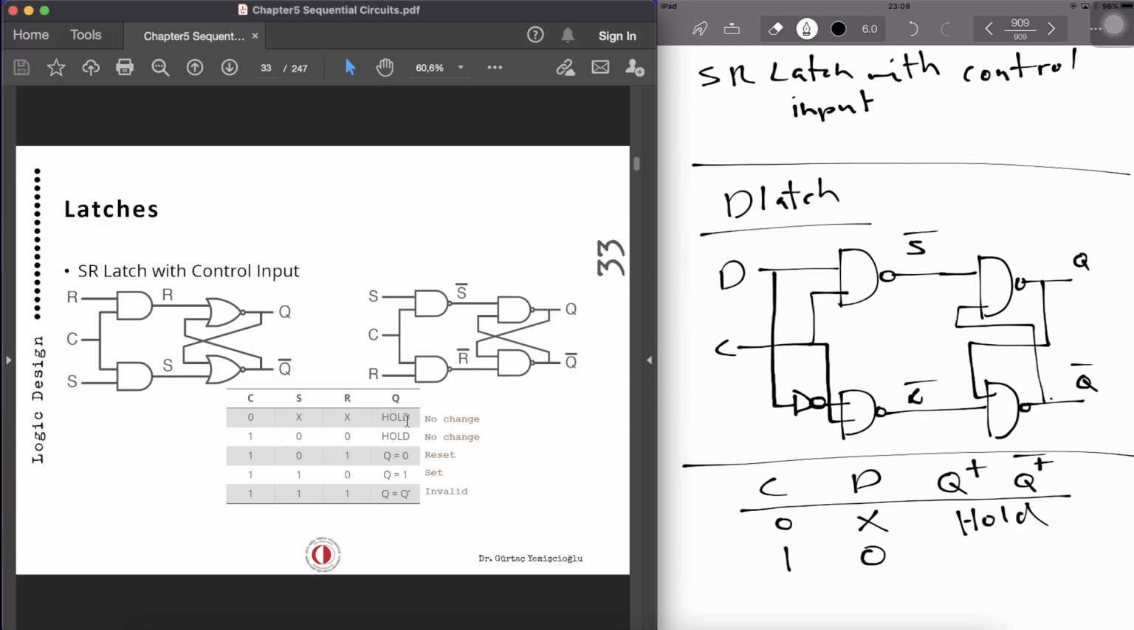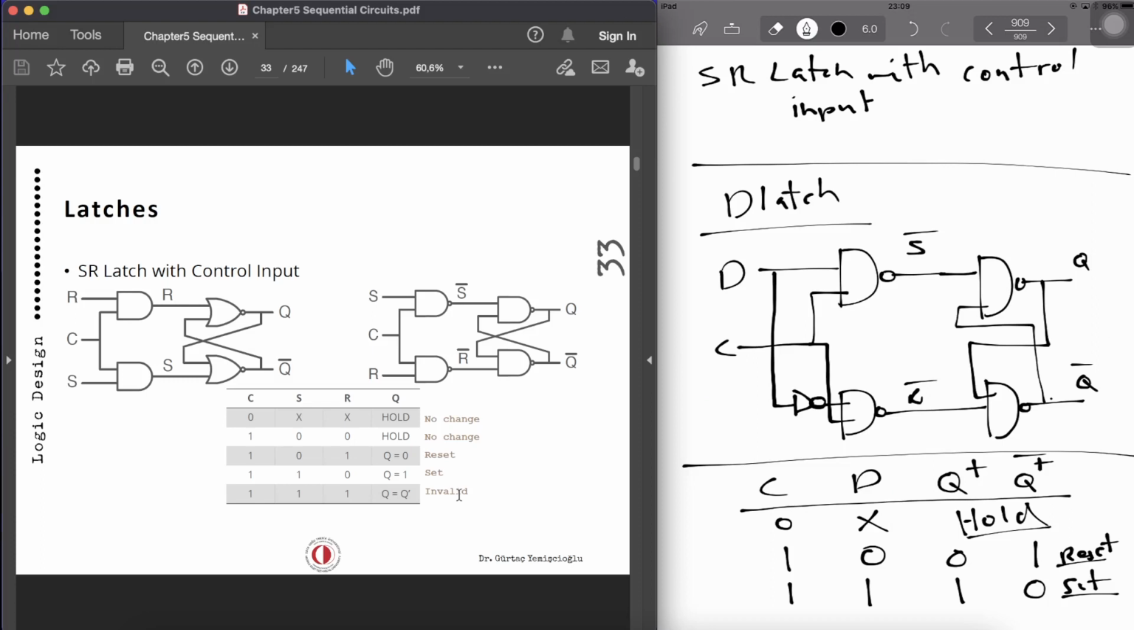Now when control input is 1 and D is 0, what will happen? As D is 0, Q will be 0 and Q plus will be 1. So this is actually reset. And when control input is 1 and D is 1, then the output will be 1 and output prime will be 0, and that will be set. So we still have hold, reset, and set, but as you can see, we don't have invalid anymore.